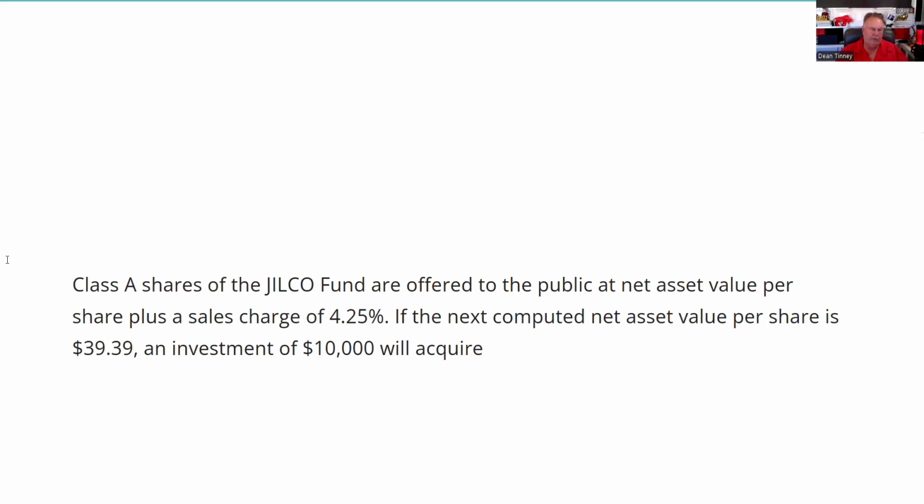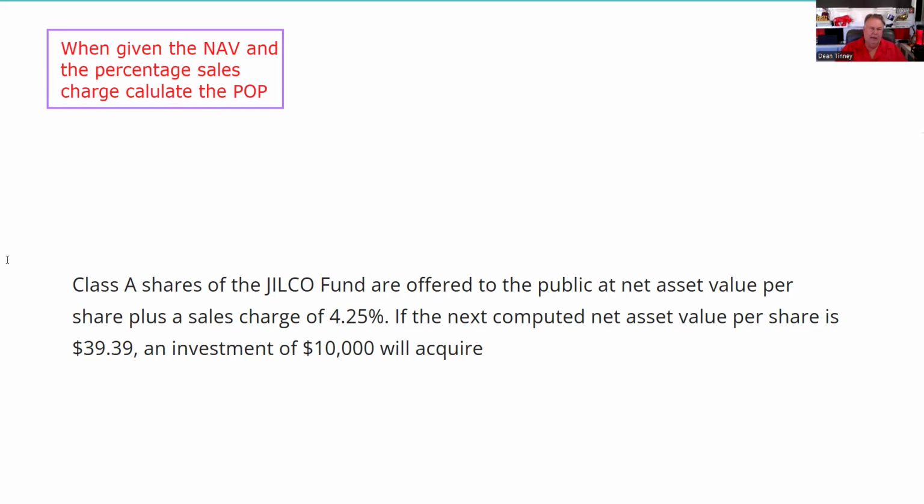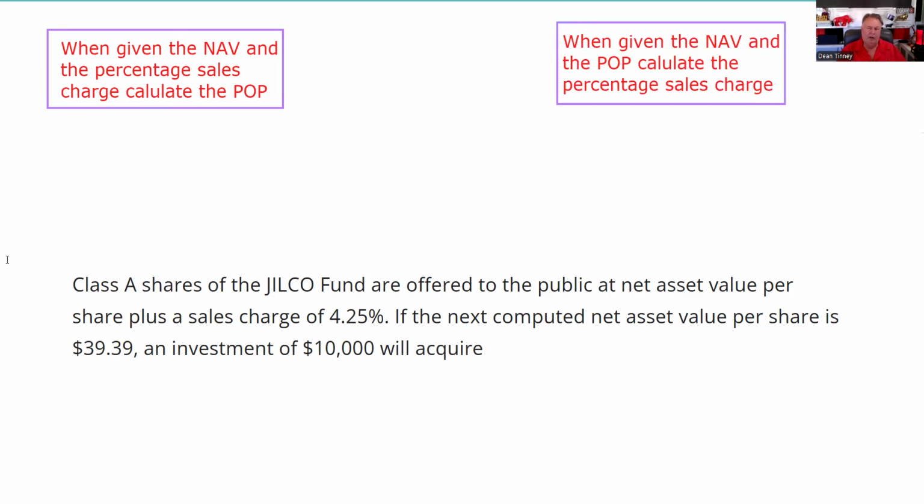Well, there's two scenarios that show up on your SIE exam, your Series 7 exam, your 6 exam, your 65 exam. And those two scenarios are when given the NAV and the percentage sales charge, as we are here, calculate the public offering price. As a bonus, when I get done with this question explication, I'm going to show you the second scenario, and that's when given the NAV and the public offering price, calculate the sales charge.